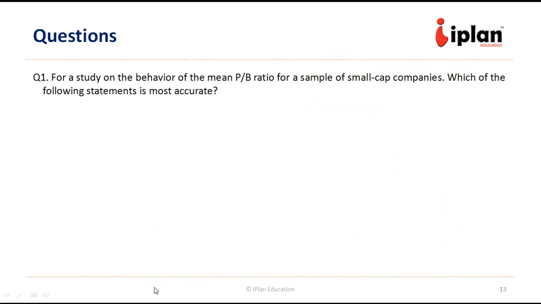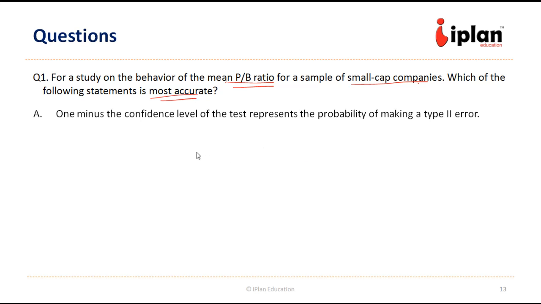The first question says, for a study of the behavior of mean price to book value ratio for a sample of small cap companies, which of the following statements is most accurate? Let us look at the statements. Option A says 1 minus the confidence interval of the test represents the probability of making a type 2 error. We know that 1 minus the confidence level is alpha, which is the probability of type 1 error. We have already seen it, so this is wrong.